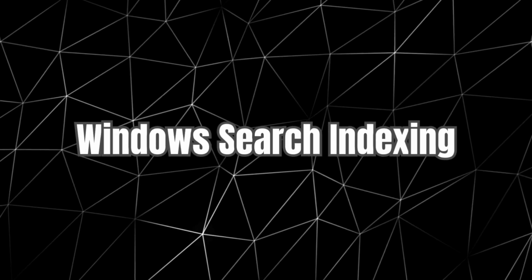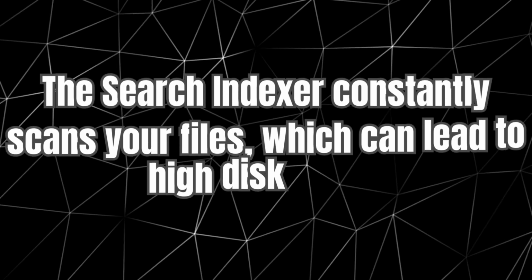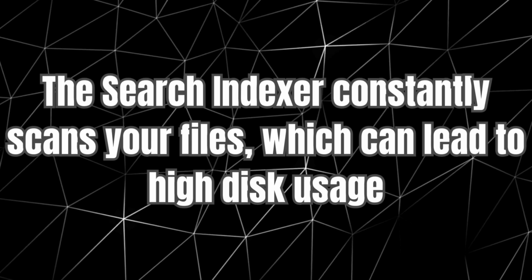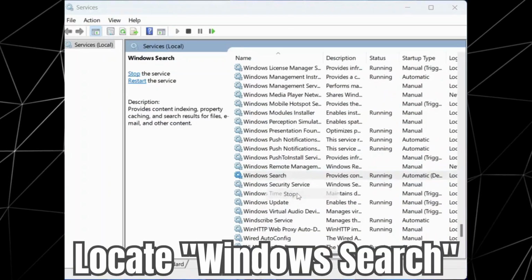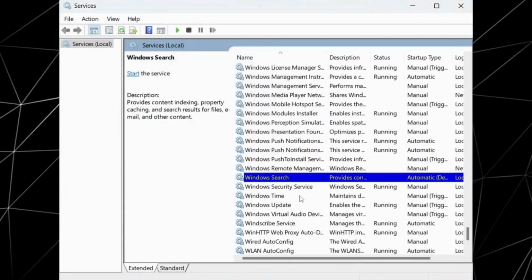Step 3. Windows Search Indexing. The search indexer constantly scans your files, which can lead to high disk usage. Open the Services Manager, locate Windows Search, and stop the service.